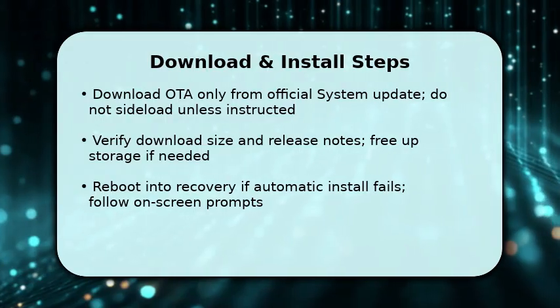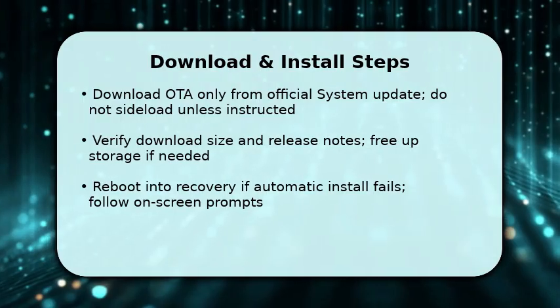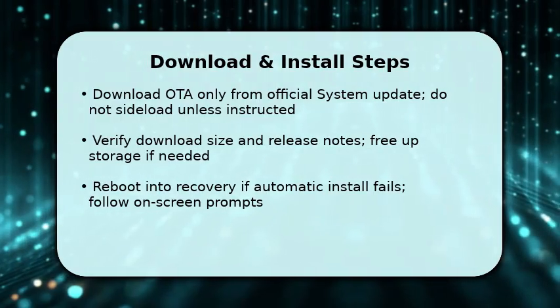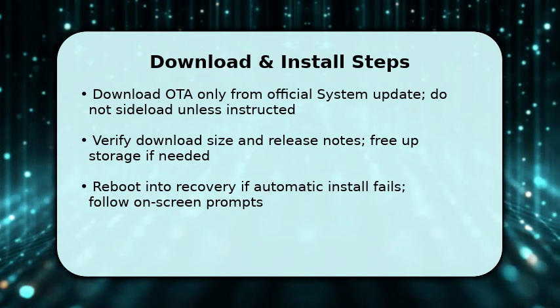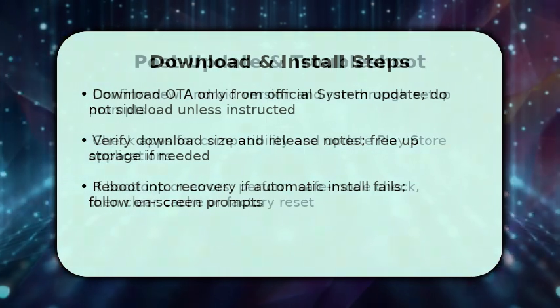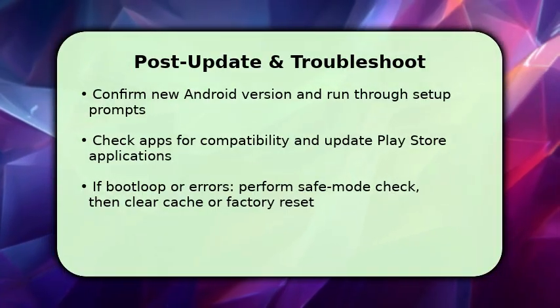If installation stalls, reboot to Recovery and choose Apply Update from ADB or Local, but only after confirming you have the correct firmware. This preserves data and ensures the update runs under expected conditions. After the update, you'll complete setup prompts and verify the Android version under About Phone to ensure success.